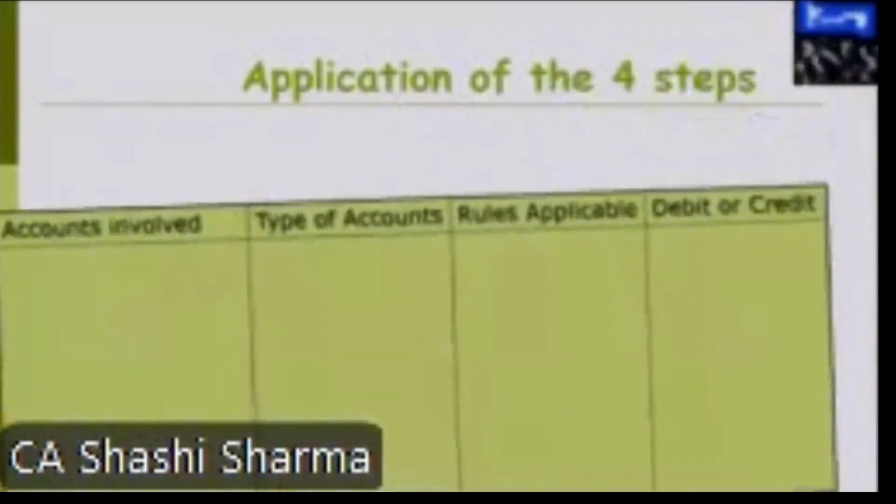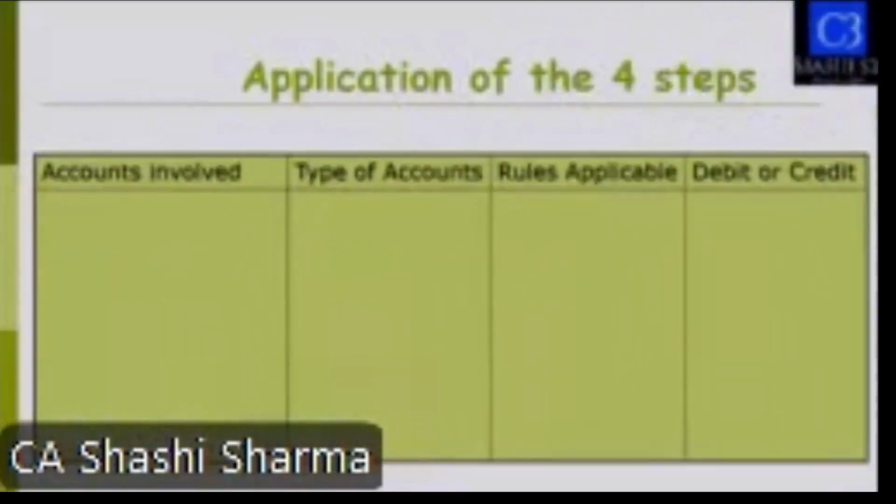Now we will learn about how to apply these 4 steps. Let's take certain transactions. 4 steps means 4 columns. We are not journalizing. We will see the format of journal and how the recording is done later on. We are just trying to analyze the transaction, understand the 4 steps that go inside our mind while thinking about the recording of a transaction.